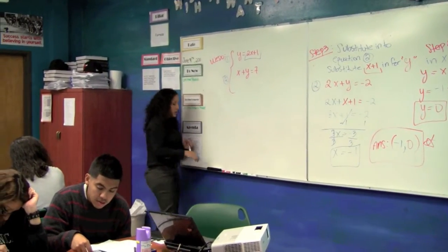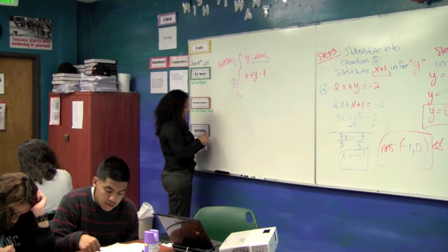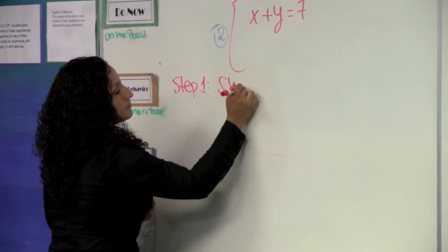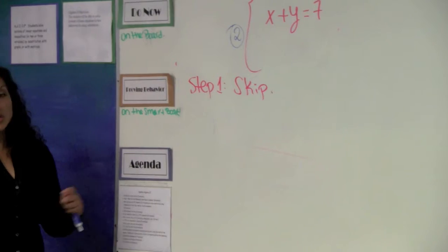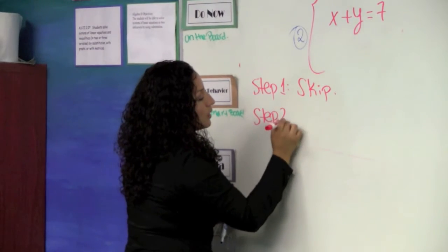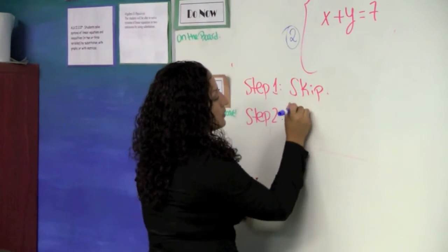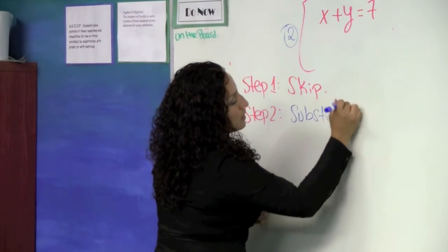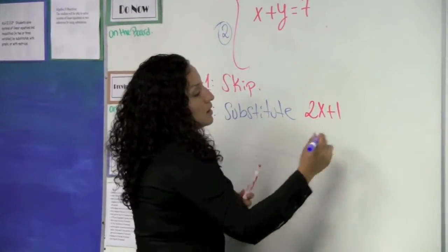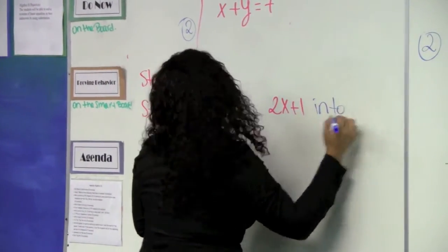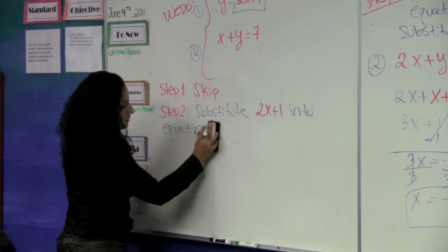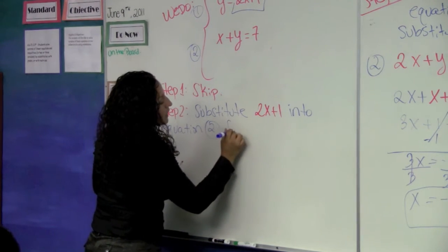So for my step number two, step one, go ahead and skip, okay? Because you're already solved for Y. That's why you're skipping it. Step two, you're going to go ahead and substitute 2X plus 1 into equation number 2, for Y.